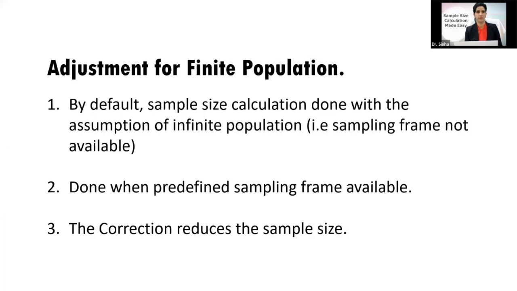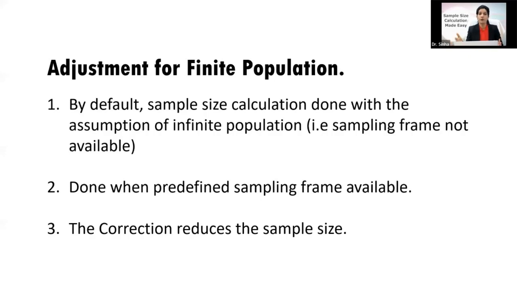Now, adjustment for finite population. Normally, whatever sample size we calculate is done with the assumption of an infinite population, because you don't have a sampling frame available with you. But if you have some sampling frame available, like in an OPD, if you know how many patients you expect in a year, because if you are doing a study which is going to run for 1 year, you can take the database of the last 3 years and see the average number of people who reported to that clinic in those 3 years. You can take the mean of that. So you have some numbers or some sampling frame available.